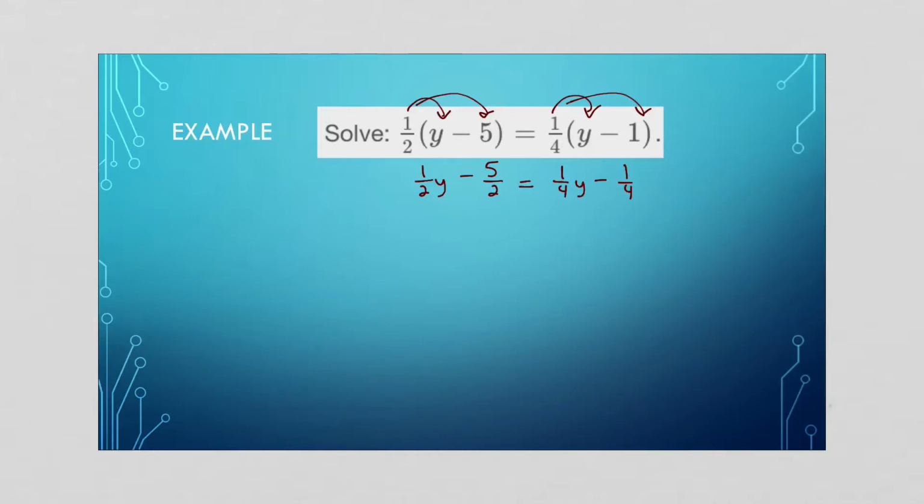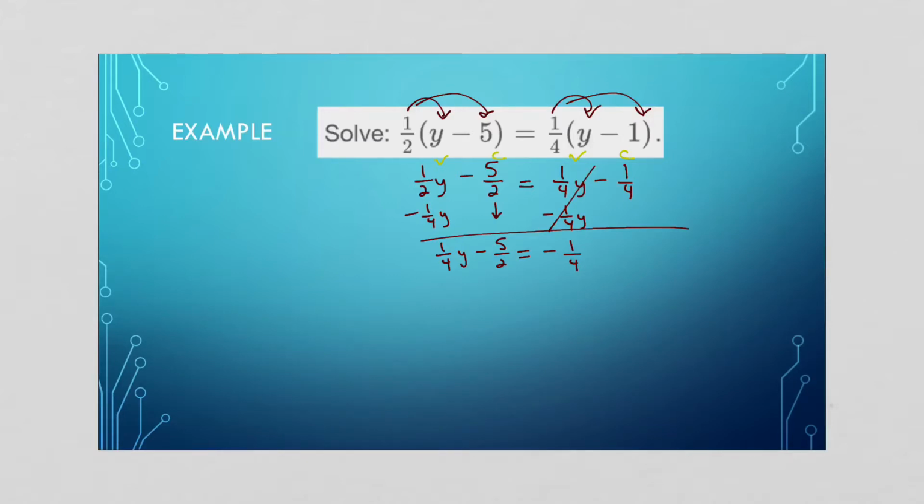So now, keep in mind, we are left with variable term, constant term, variable term, constant term. So I want to collect my variable terms on one side, and I want to collect my constant terms on the other. And 1/4 is smaller than 1/2, so I'm going to subtract 1/4 y from both sides. And 1/2 minus 1/4 is 1/4. Oops, don't forget your y. I'm going to bring this straight down, so minus 5/2 is equal to negative 1/4, because remember that created 0.